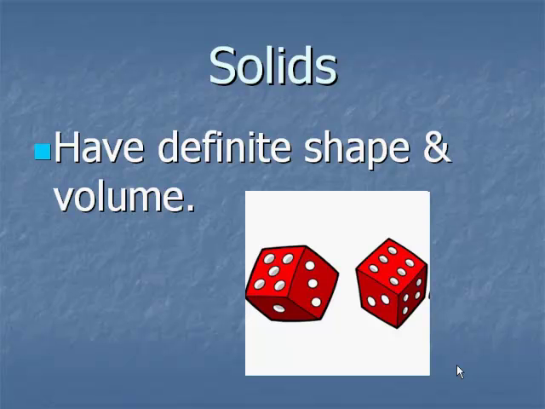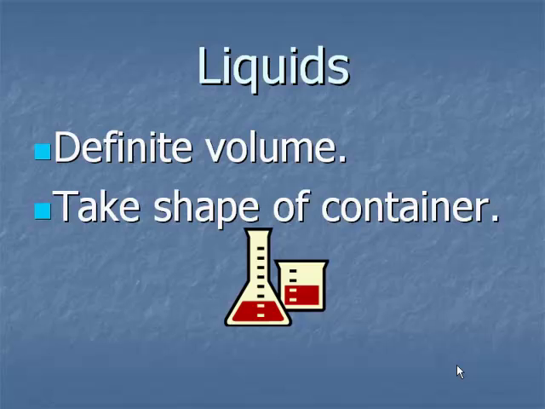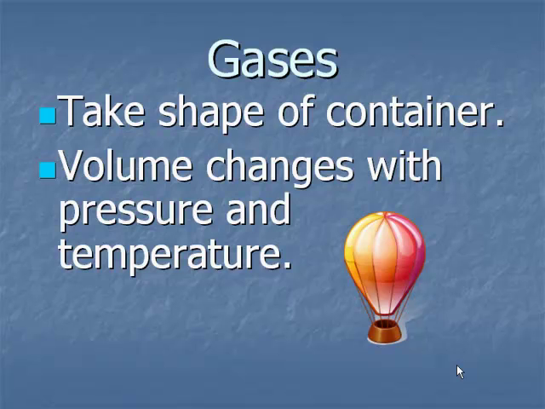Let's start with solids. Solids are defined as matter with a definite shape and a definite volume. Liquids also have a definite volume, but they take the shape of their container. Gases also take the shape of their container, but their volume is highly variable.